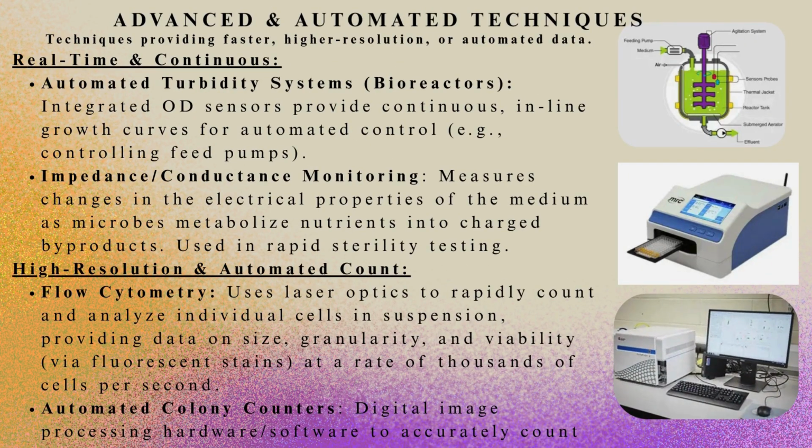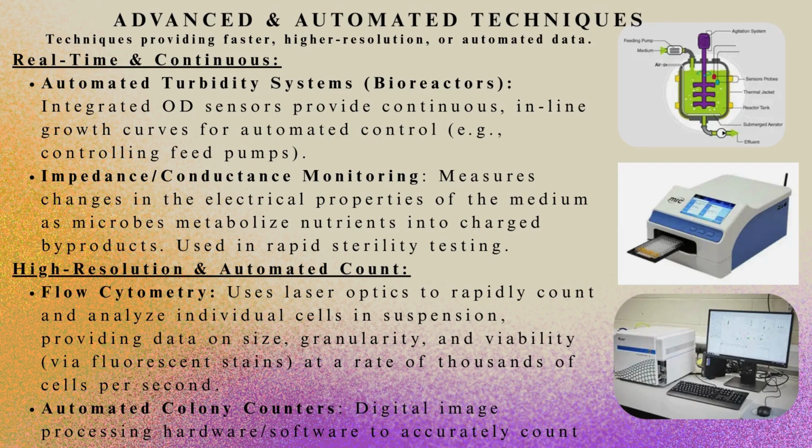Now this brings us to advanced and automated techniques that provide faster, higher resolution data. Automated turbidity systems with inline sensors in bioreactors allow for continuous real-time growth curves. Flow cytometry is a high-resolution method that uses lasers to rapidly count and analyze thousands of individual cells per second. And automated colony counters use digital image processing to quickly and accurately count colonies on multiple plates, saving a lot of manual labor.